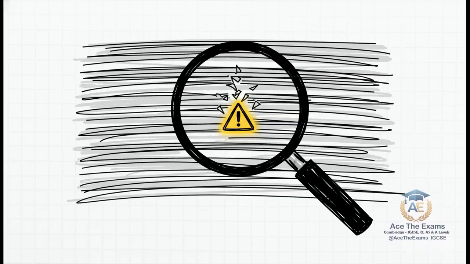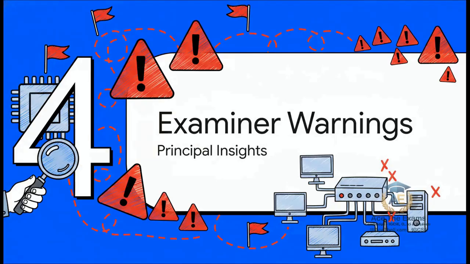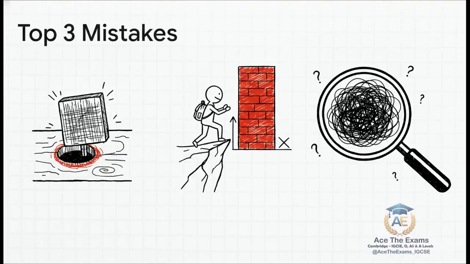Never, ever use vague terms like important or fast without immediate technical qualification. Section 4. Essential Examiner Warnings. Pay close attention, because these are direct red flags pulled straight from the desks of Cambridge principal examiners. Here are the top 3 traps literally destroying student grades every year.